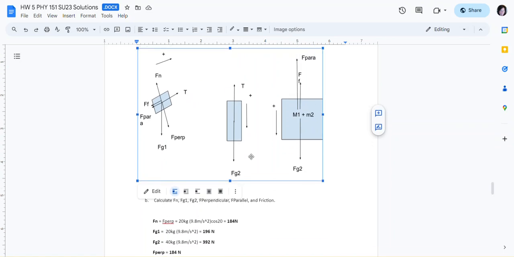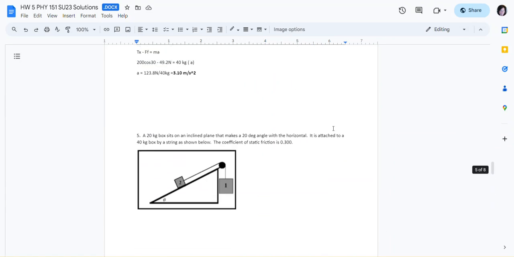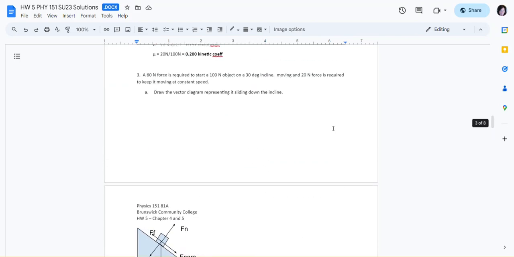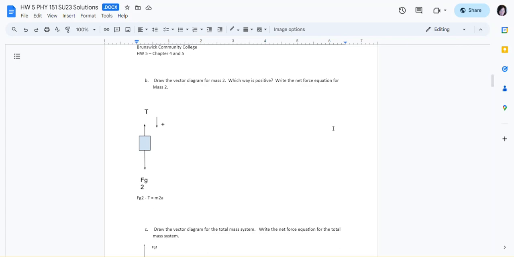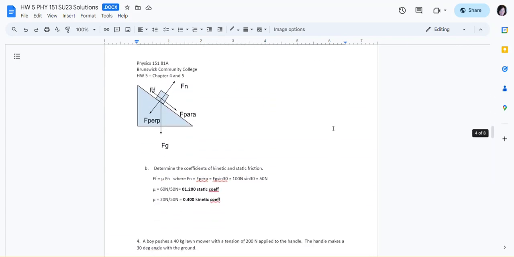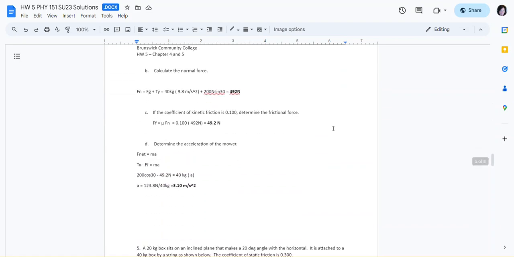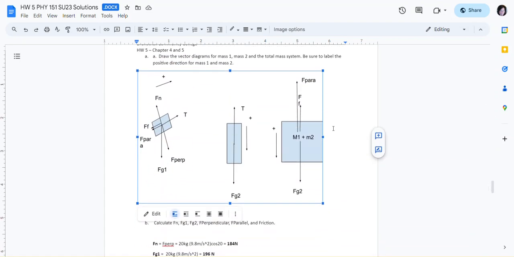Your mass 2 is going down, so it looks just like mass 2 in number 1. It looks exactly like that. So there shouldn't be anything different in that scenario. It should be Fg2 minus tension equals M2A. And then the total mass is going to have two up arrows. It's going to have F parallel and Ff.